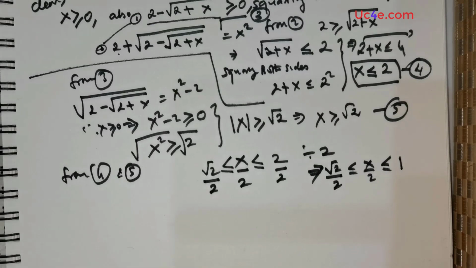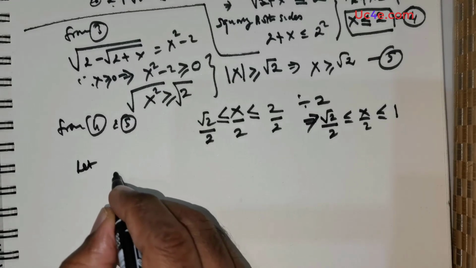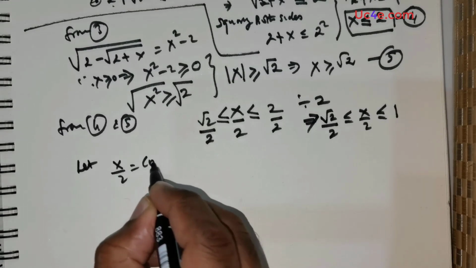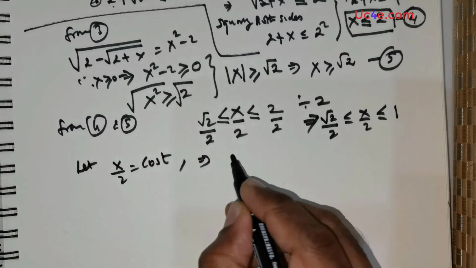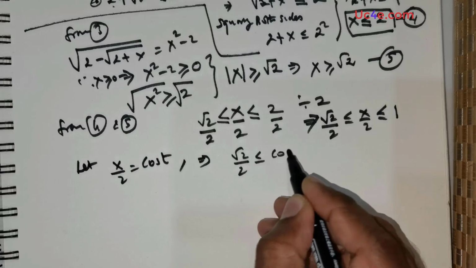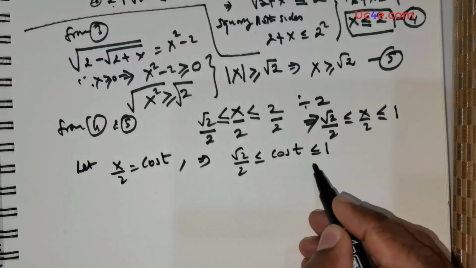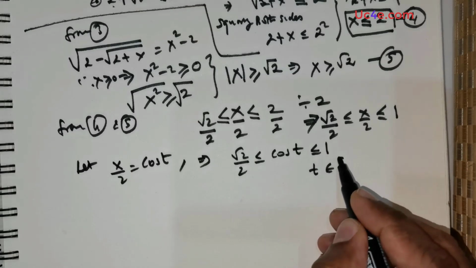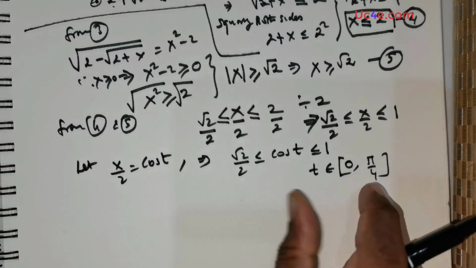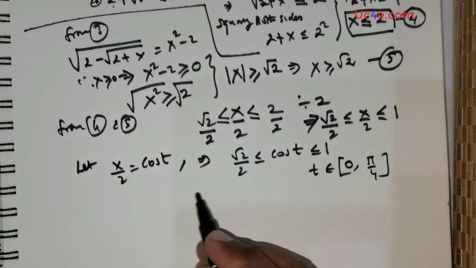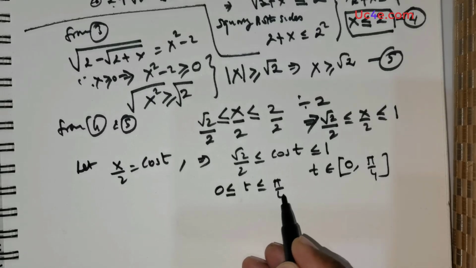Now what I wish to do is, this might look out of the ordinary, but this is the way we can solve this question. So let me take x over 2 to be equal to some cos t. Now clearly this would mean root of 2 over 2 is less than or equal to cos t less than or equal to 1. And what will be the interval of t? And t will be between 0 and pi over 4. So I can write this as 0 less than or equal to t less than or equal to pi over 4.